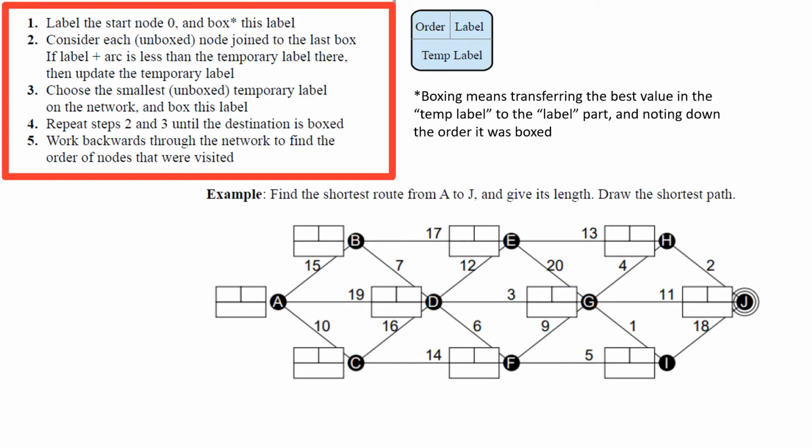And here is an actual example of its use. We're going to do this as a sort of walk and talk example. There will be a few bits that maybe don't make sense first time round, but you just have to keep applying it. So, step 1, label the start node 0 and box this label. When we say label, we're going to put the label in the top right according to this little key.